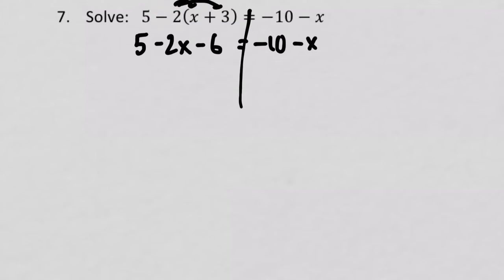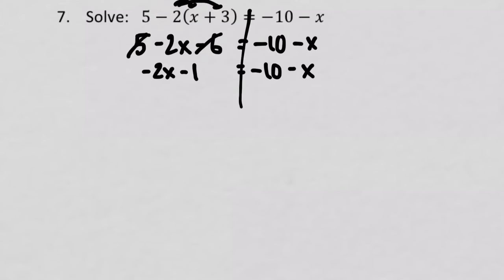Okay. Now keep going. On the left side, I have to combine like terms. Notice that there's a positive 5 and the negative 6. They can get together. 5 minus 6 is negative 1. So what I have is negative 2x minus 1. Basically this one and this one became negative 1. On the right side, I still have the same thing. There's nothing I can do yet.